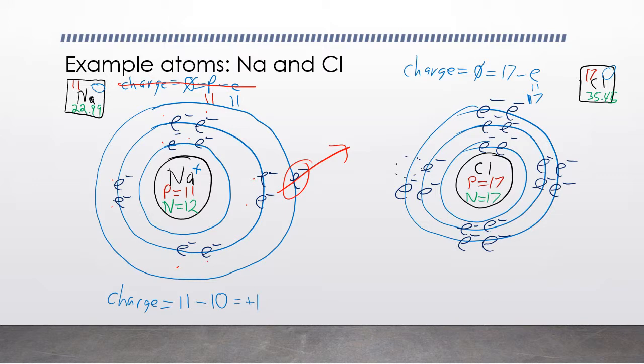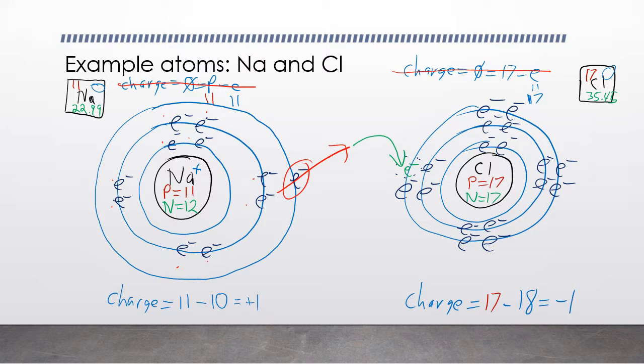So it could either lose 7 or it could find 1. You know, this time it's much easier to find 1 electron, accept an electron from sodium, say, than it is to try to donate 7 electrons. So we're now going to cross off this charge equation up there and rewrite it down here. Charge equals, this time P is 17 minus E is 1, 2, 3, 4, 5, 6, 7, 8, 9, 10, 11, 12, 13, 14, 15, 16, 17, 18. 17 minus 18 is negative 1.